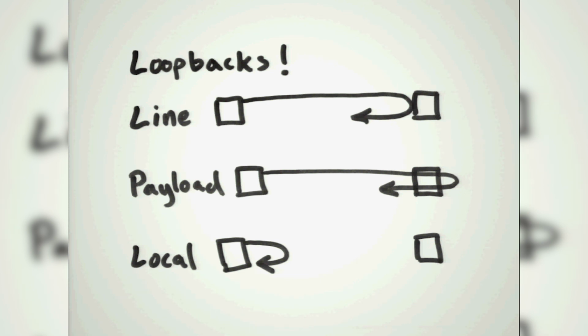This is handy for testing if the remote end is configured correctly, because it has to process all that data. Whereas with a line loopback, it doesn't process any data. It just basically shorts the lines together, and it goes back to the upstream.